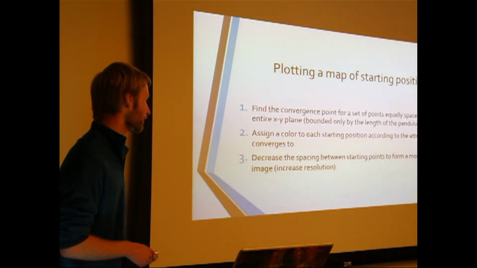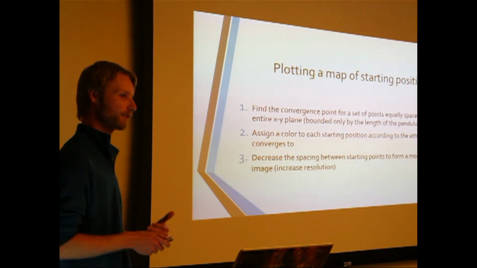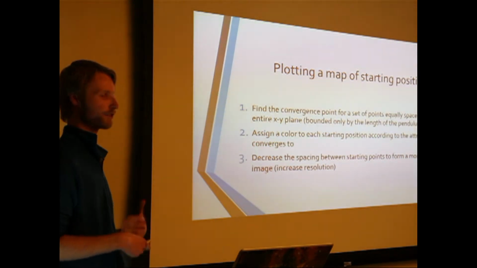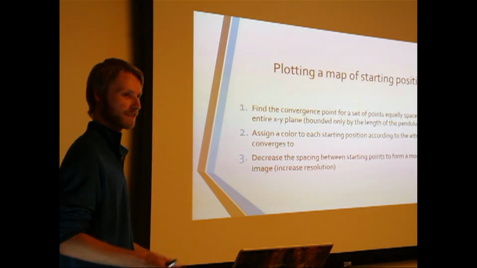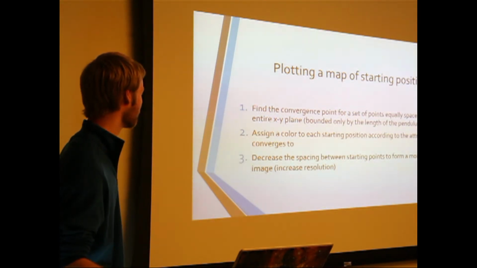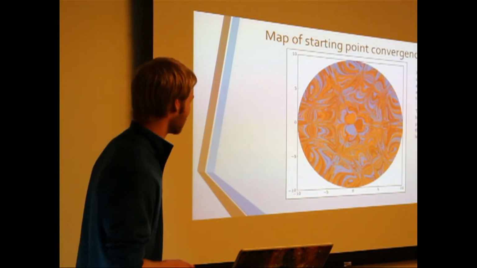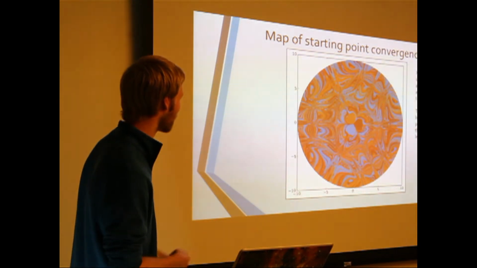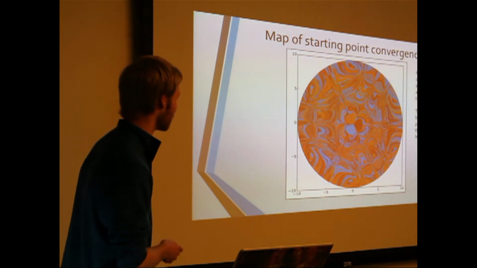We assign a color to each starting position according to the attractor it converges to, and then we just continue to decrease the space between these starting positions to try to form a continuous image. And essentially each starting position represents a pixel on our image. So here's what it looks like when you do this. For some set of parameters for the gravity and air resistance, etc., you end up with this map.